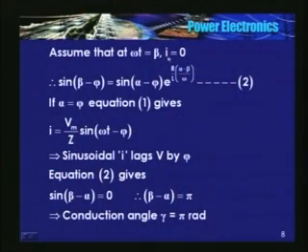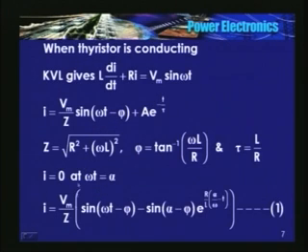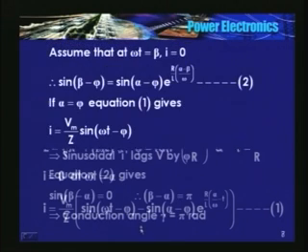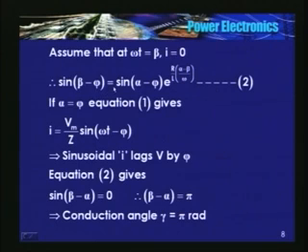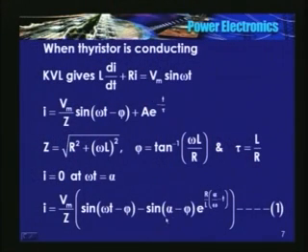Now, so this is the equation. Assume that at omega t is equal to beta, I will again become 0. So you substitute this condition in the previous equation. So what do I get? You will get sine beta minus phi is equal to sine alpha minus phi, this term. Now, if alpha is equal to phi, in other words, if the trigger angle is same as the power factor angle, what does the equation say? It says that this term will become 0.